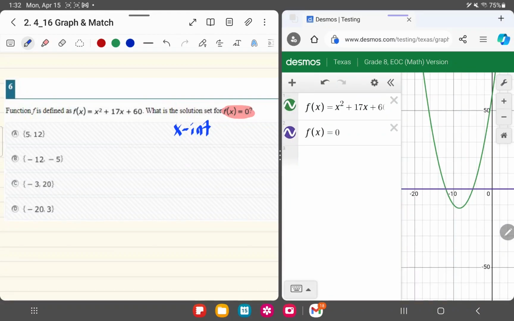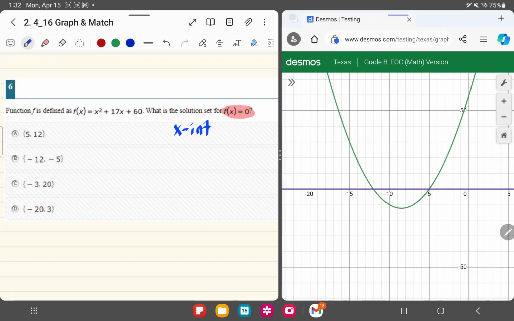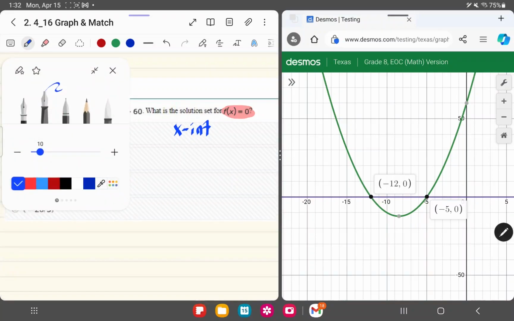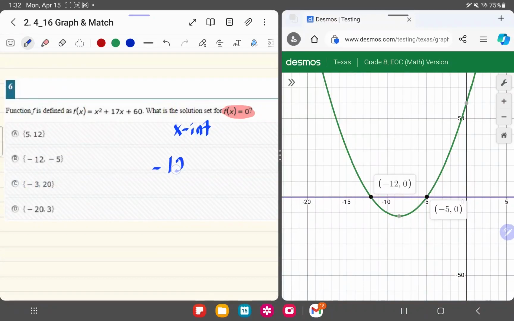Now, if I type both of them, it shows me where the x-axis is. The x-axis is going to be this purple line that you see right here. So my job here is to see when this green line is touching the purple line. And guess what? It's touching it twice. And where it's touching, that's going to be my solution. That's going to be my x-intercept. So let's look at the first one. It's negative 12. And the second one, negative 5. So let me write those two. So it's negative 12, comma, negative 5.